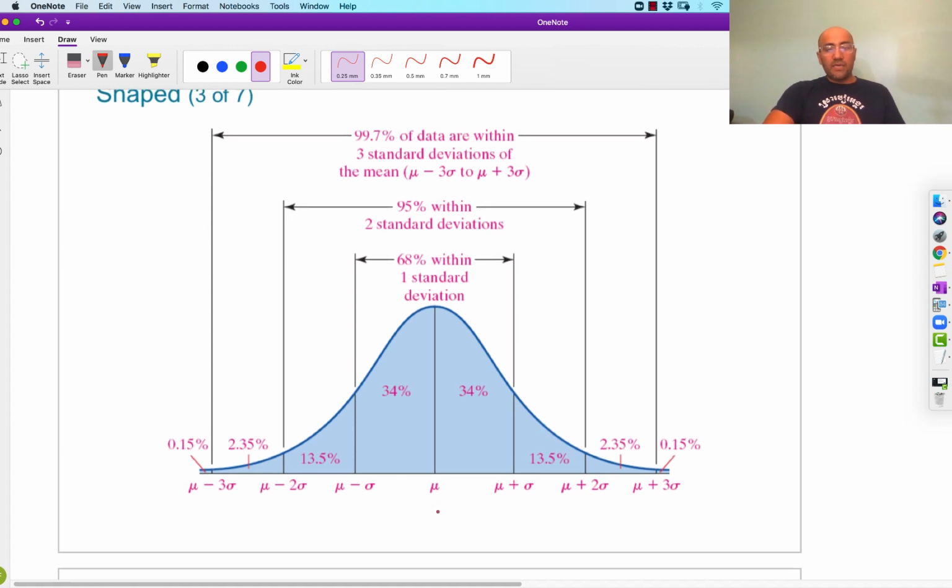So we have the mean of our distribution, and if we add to it a distance of 1 standard deviation, 1 sigma, we get to this value. And if we subtract 1 standard deviation away from its mean, we get to this value. And so the empirical rule says that approximately 68% of the data within 1 standard deviation will lie between there.